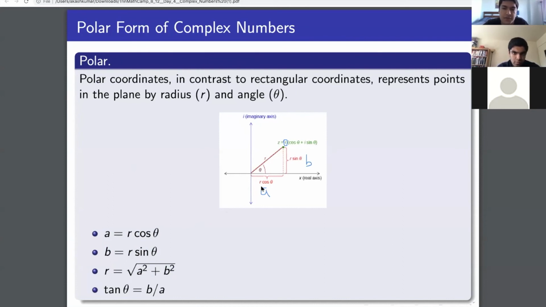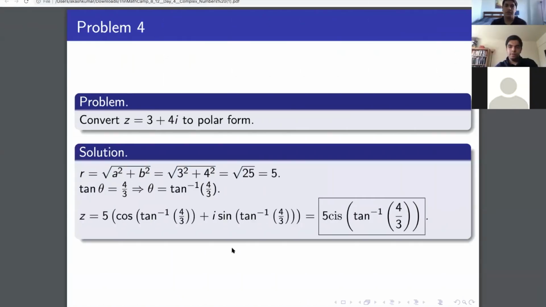And then sometimes it's useful to figure out what theta is. You can see here that tan theta is opposite over adjacent, so tan theta is b over a. If you want to convert to polar form, essentially you need 2 things. For rectangular, you need a and b. And for polar, you need r and theta. In other words, you need the magnitude and the angle.